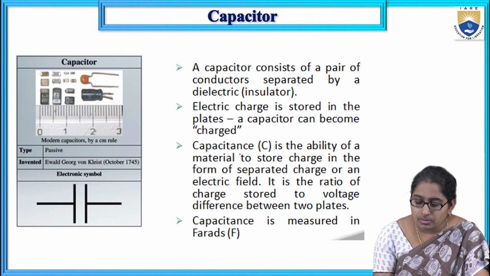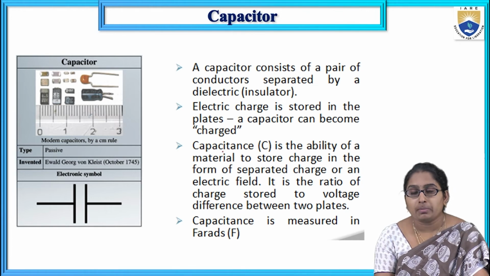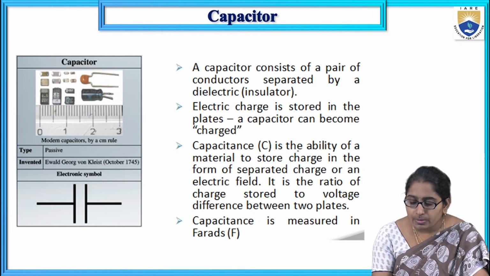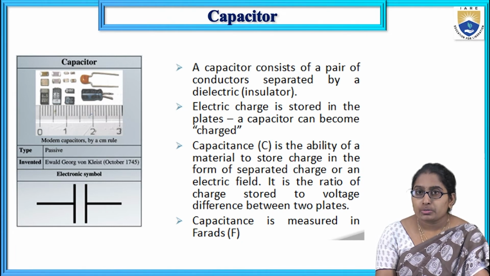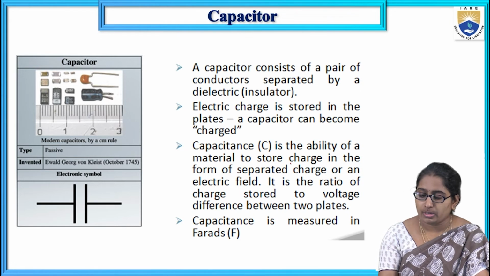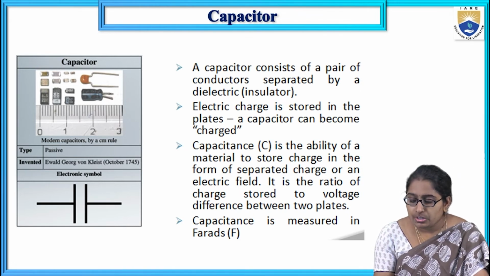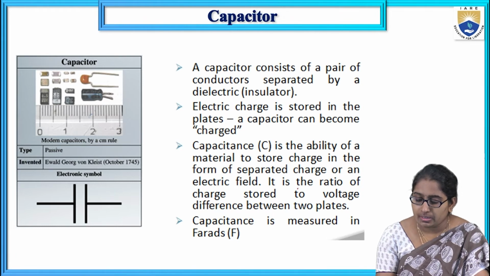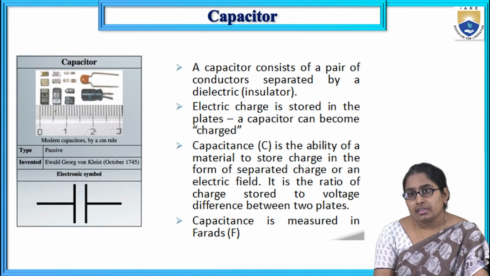Now, what is capacitance? Capacitance is the property of the element capacitor, defined as the ability of a material to store energy in the form of a separated charge or in an electric field. So it is the ability of a material to store charge in an electric field. That is how capacitance is defined, and it is the exact definition.